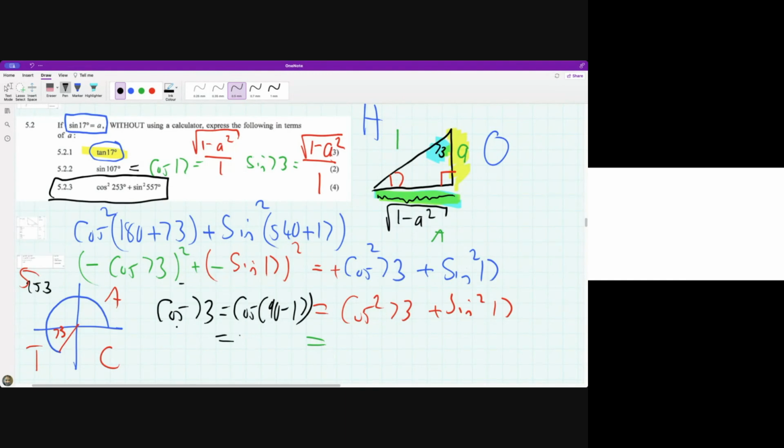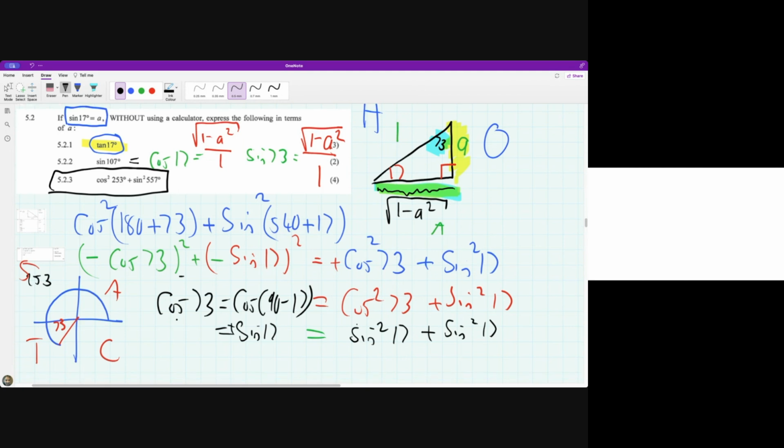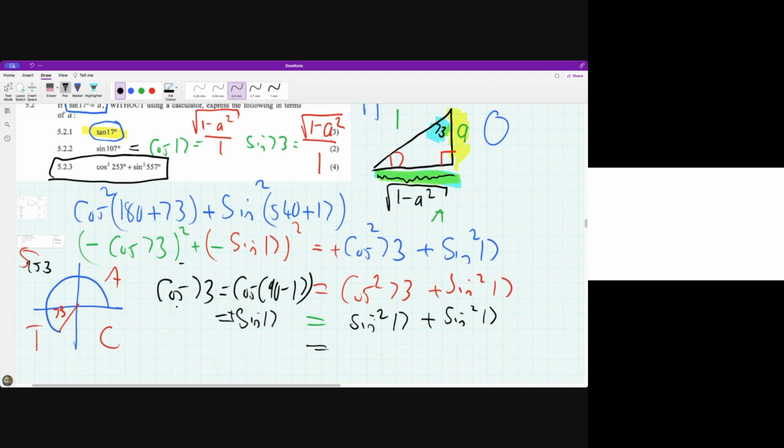And so the co-ratio of cos is sine, and it's in quadrant 1, so it's positive. So if that can be written like this, it can be written as sine squared 17 plus sine squared 17. Actually, you know what? For a lot of you, that might be overkill. But anyway, let's just say I did that. So now I've got 2 sine squared 17, which is 2.